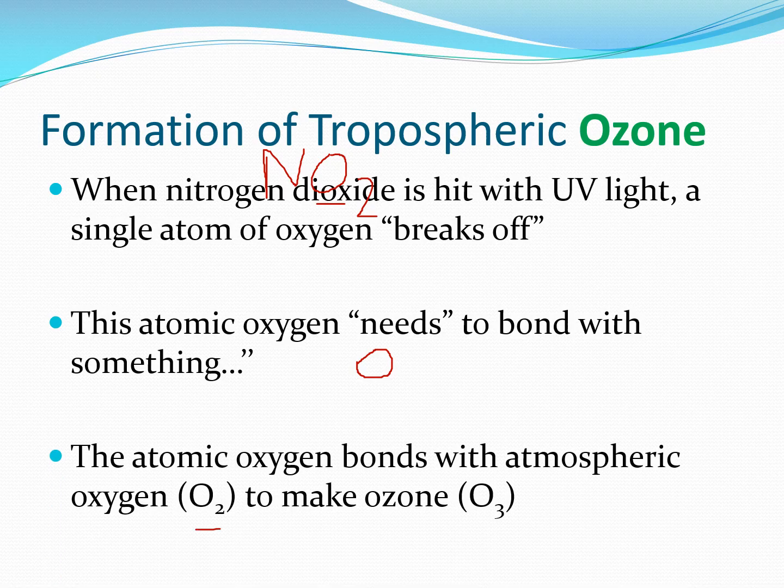The atmospheric oxygen. So this single oxygen that busted off the nitrogen dioxide reacts with the O2 in the atmosphere. And when they hook up, 1 plus 2 equals 3, and that is ozone. So that's it. It's happening in the atmosphere. This would be considered a secondary air pollutant. It was caused by reactions in the atmosphere after that primary nitrogen dioxide was released by the cars.